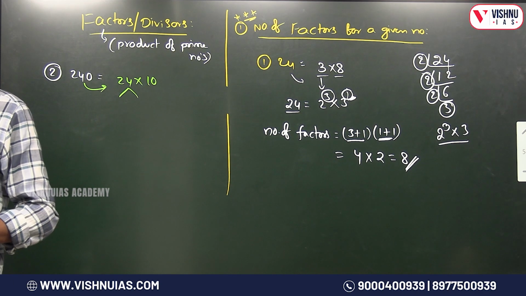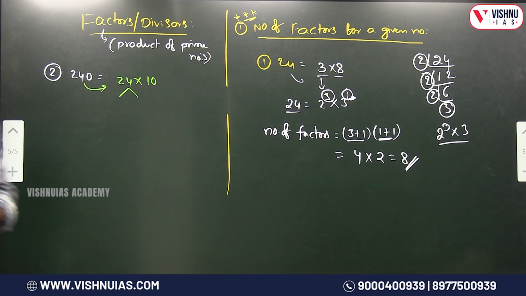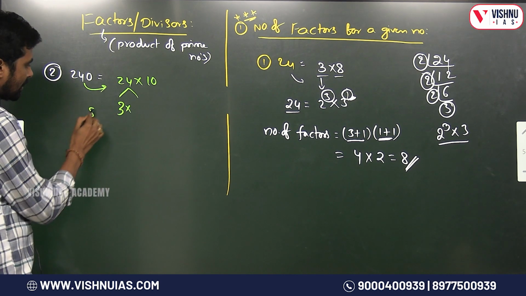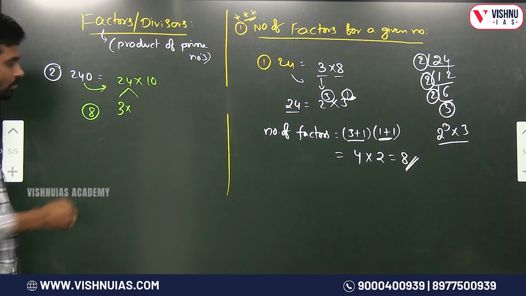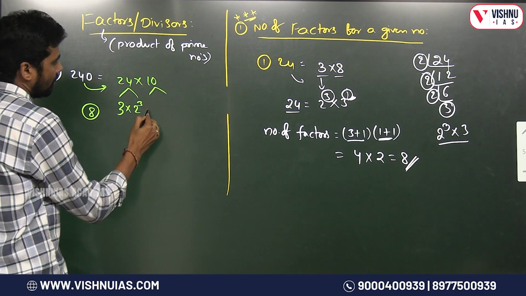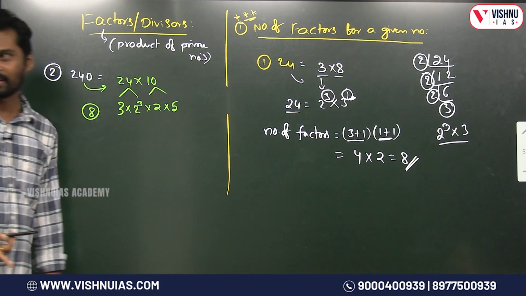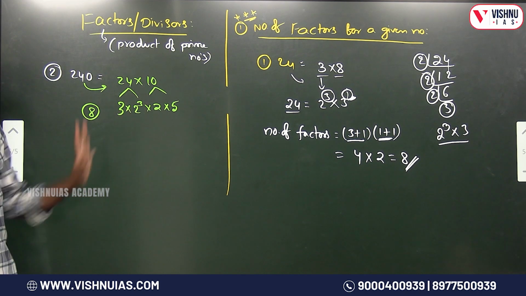3 8s are 24, right? The immediate idea comes to our mind. But 3 into 8 is not a prime number, right? 8 can be written as 2 cube. And then 10 can be written as 2 into 5. Don't tell me 10 into 1 again. Okay, so 2 into 5, right?